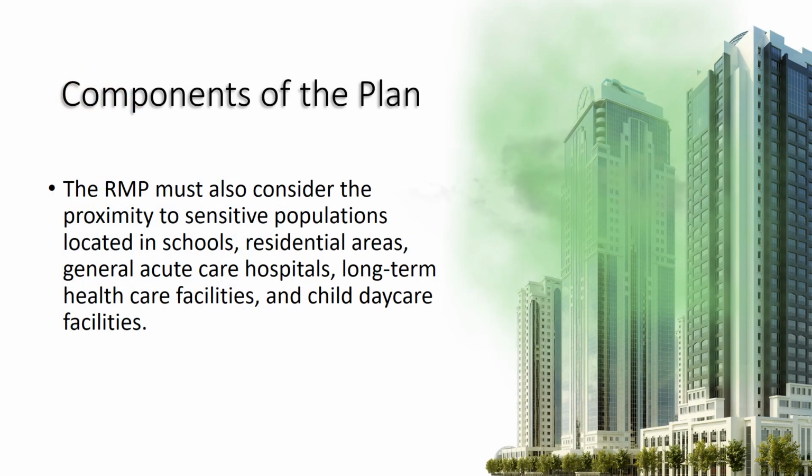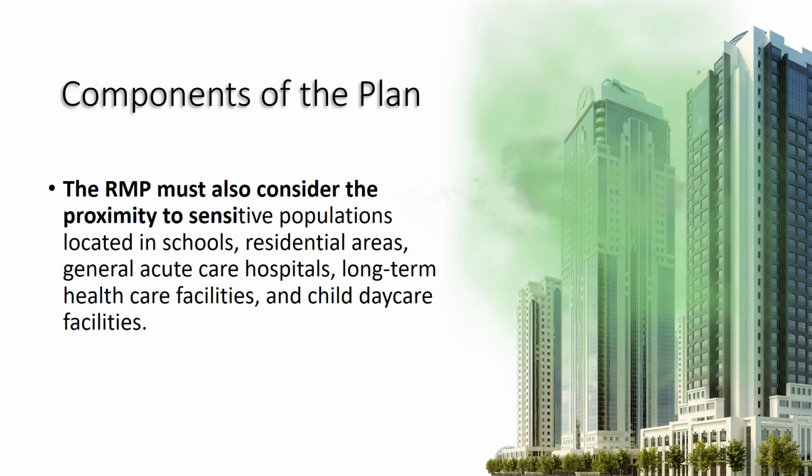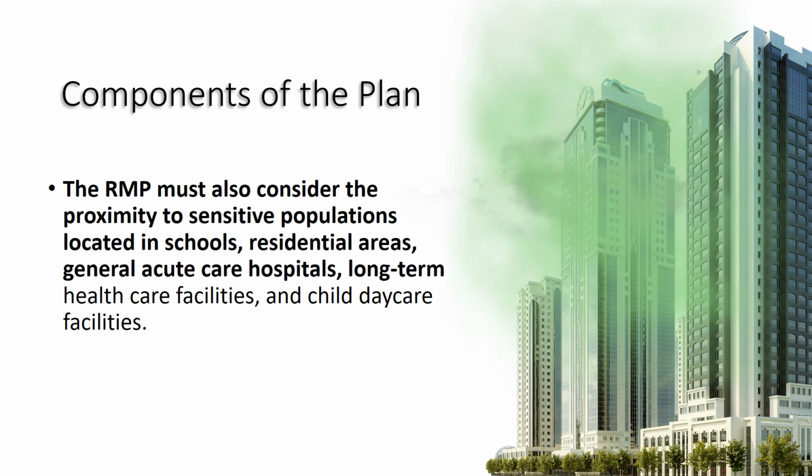Components of the plan. The RMP must also consider the proximity to sensitive populations located in schools, residential areas, general acute care hospitals, long-term healthcare facilities, and child daycare facilities. Another required component for the RMP is to consider external events such as seismic activity. There are 3 program levels depending on this type of business, potential impact, accident history, among other factors.